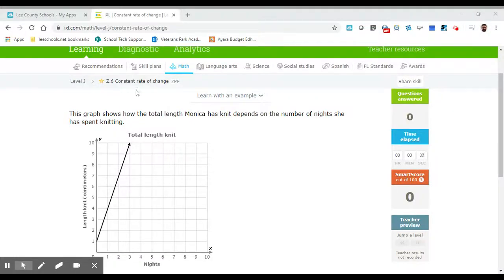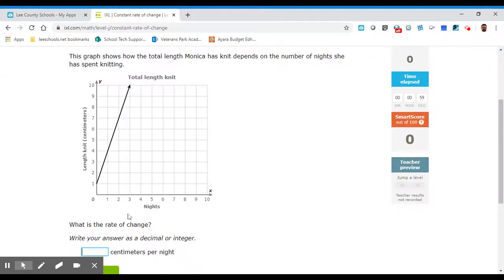Okay, right now we are working on an activity called constant rate of change, and this is the code ZPF on your 8th grade IXL. The question says this graph shows how the total length Monica has knit depends on the number of nights she has spent knitting. And then it says, what is the rate of change?